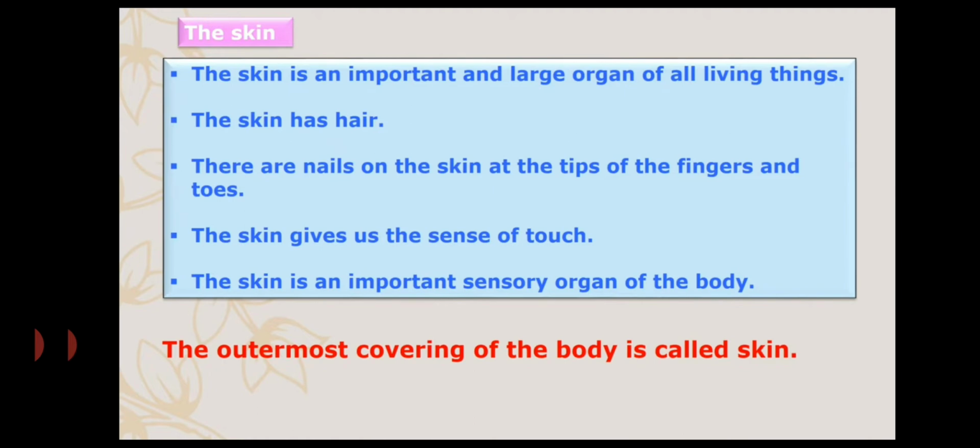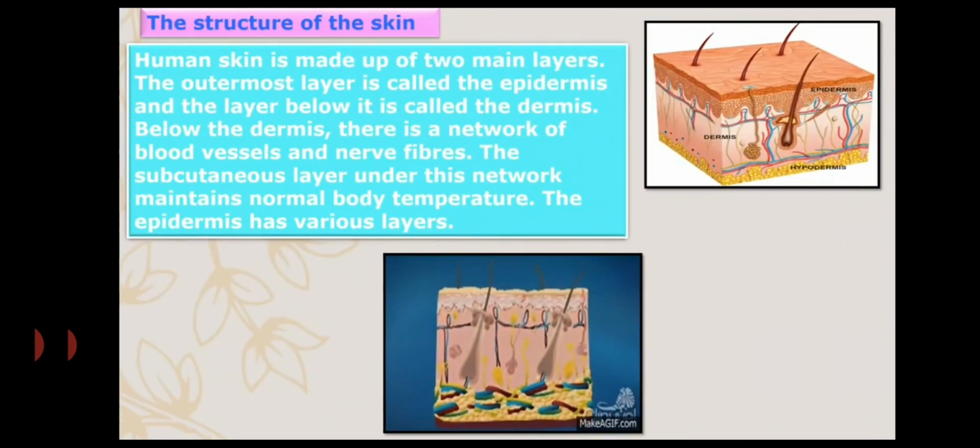Next point, the skin is an important sensory organ of the body. The outermost covering of the body is called skin. We all know properly, skin is one of our sensory organs. The outermost covering of the body is called skin.